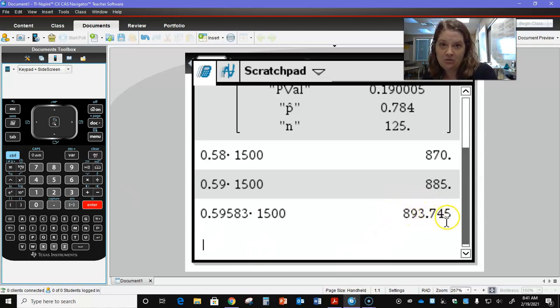If I try to type in 893 and all those decimals into my calculator, it's going to freak out and say, domain error, you can't do this. It's not going to run your report, and people have had problems with that before. So we would want to type in 894 here. But actually we're going to type in 870 because that's the one we want.